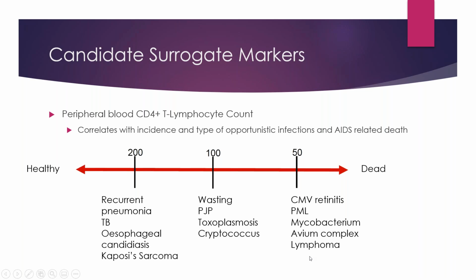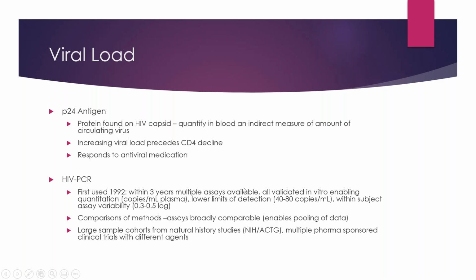And these individuals also were at high risk of lymphoma. So it seemed quite logical to count the T lymphocyte counts and treat people accordingly, with the expectation that if you improved these counts, then all of these conditions would be prevented.